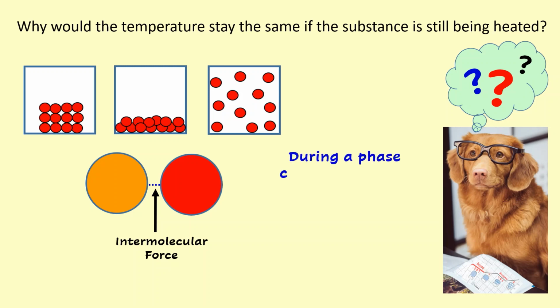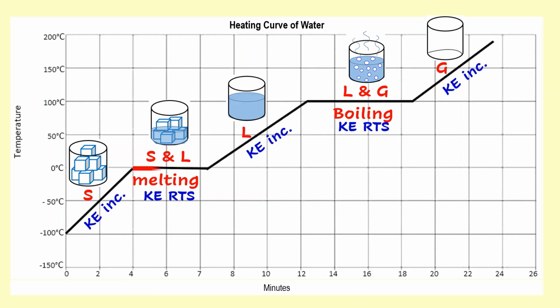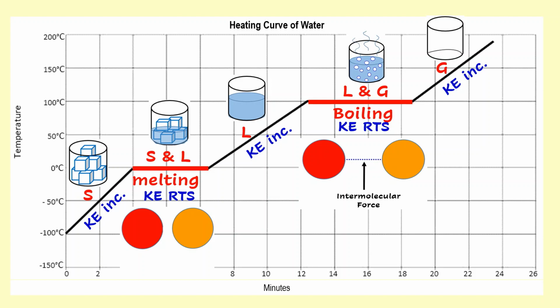During a phase change, added energy is used to overcome the intermolecular forces to rearrange the particles, not to make them move faster. During melting, the temperature remains constant because the added heat is used to overcome the intermolecular forces so the phase change can occur. In the case of water, those intermolecular forces are hydrogen bonds between one water molecule and another. While water is boiling, the temperature will again remain the same because the heat is being used to overcome the intermolecular force so that the phase change can occur.